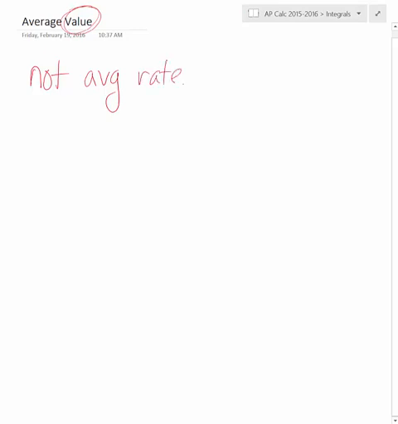Alright, so next we're going to talk about average value, and make sure when we see this word value, this is not average rate of change. Last unit we had average rate of change, which was for derivatives, but this is not average rate of change. This is the average value of something. The average rate of change was like, on average, what is the slope? How is it changing? It was kind of like algebra 1 slope. The average value is entirely different.